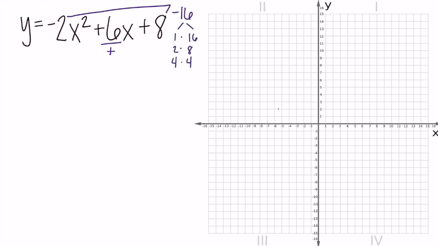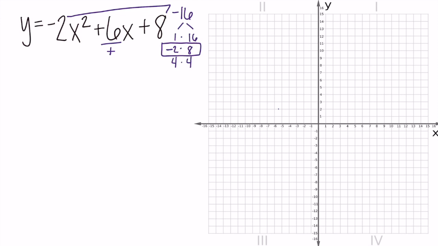And since it's a negative 16, I know one has to be positive, one has to be negative, and I want them to get me a positive 6. So I would need a positive 8 and a negative 2. That would get me a negative 16 multiplied together, and it would add to get me that 6.